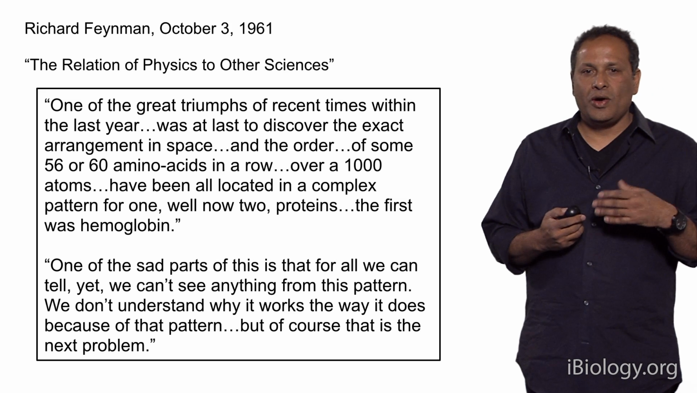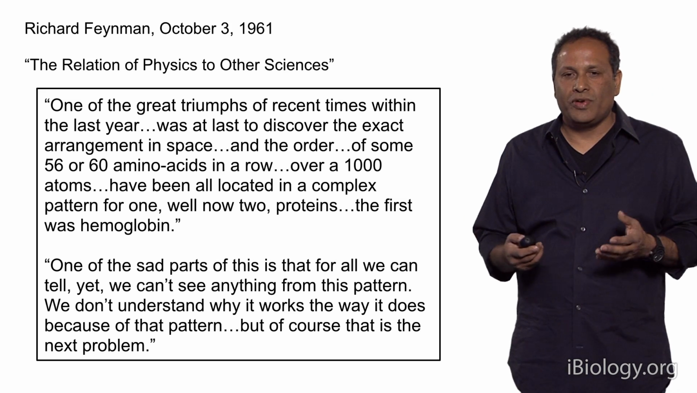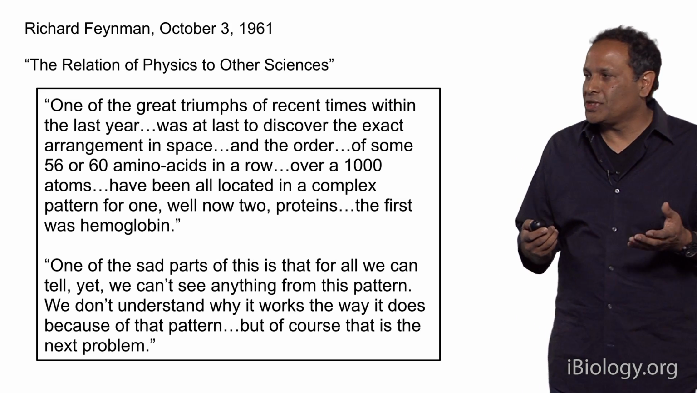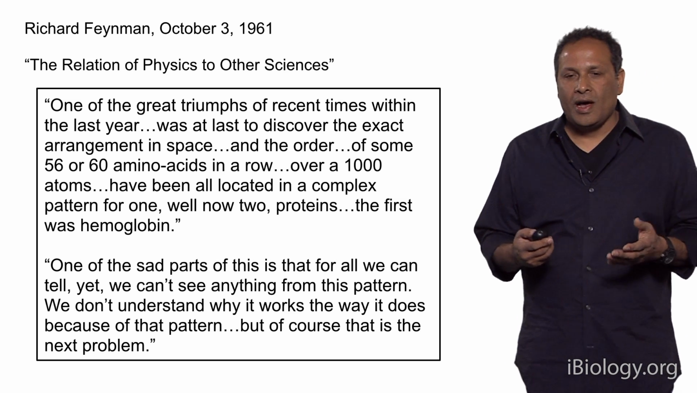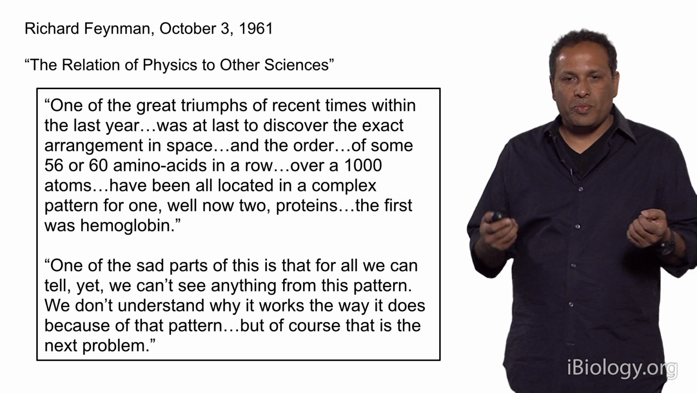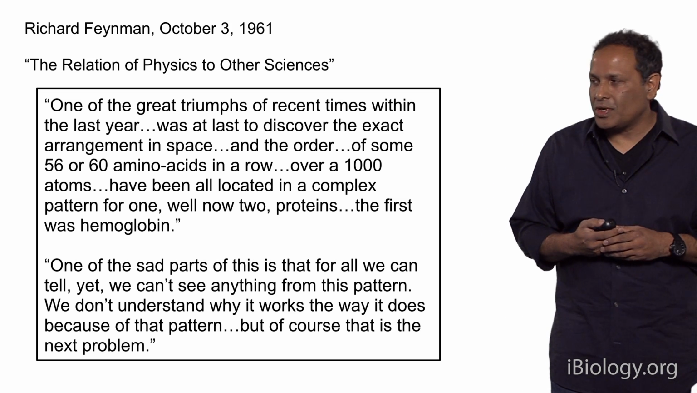Okay, so this is 1961, and Feynman claims that this is the next problem to solve. Understanding how this pattern works. The idea was we finally have the structure, the precise position of all the atoms that make up hemoglobin, but we can't see in this pattern how important functional properties such as the cooperativity in oxygen binding emerge from the structure.